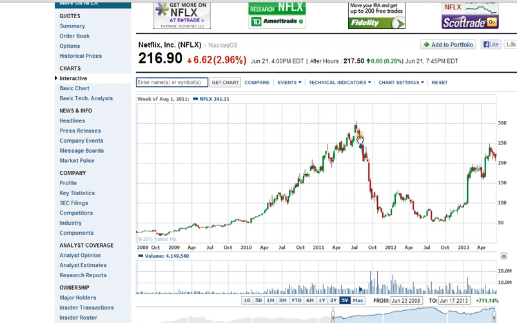So you need to keep an eye on revenues and earnings at all times, especially if you're in a growth stock like Netflix instead of a more stable stock like McDonald's. Now, consider the risk here. McDonald's doubled over the last 5 years.